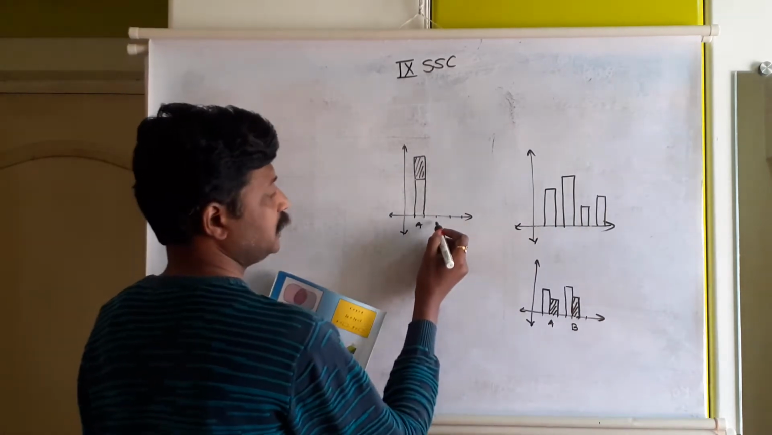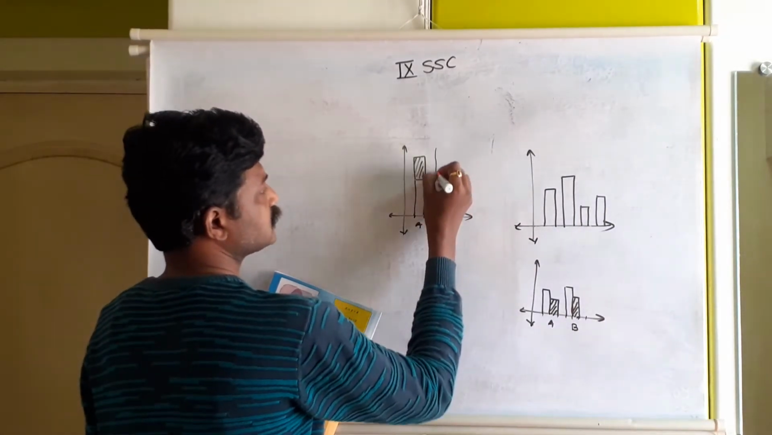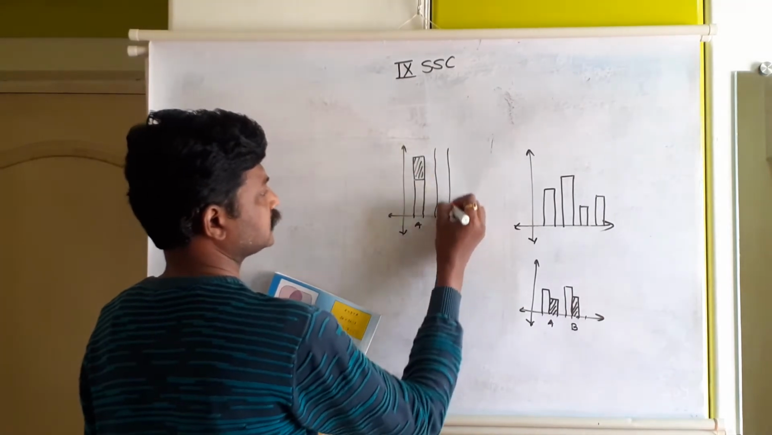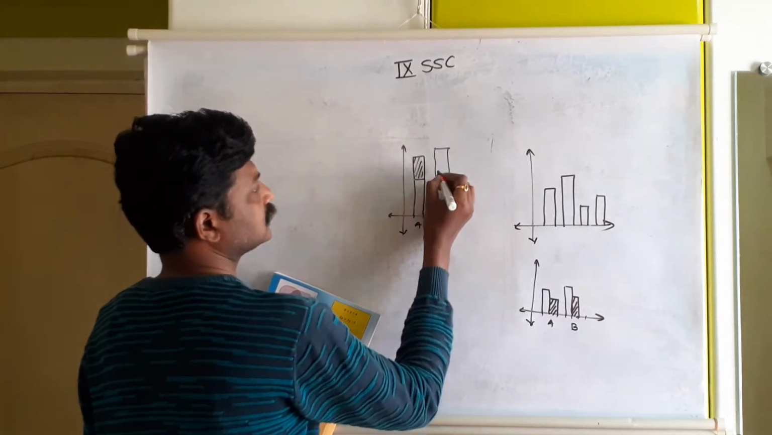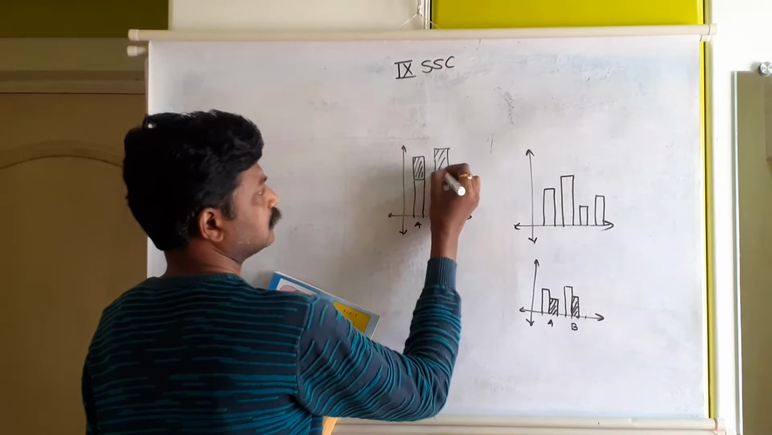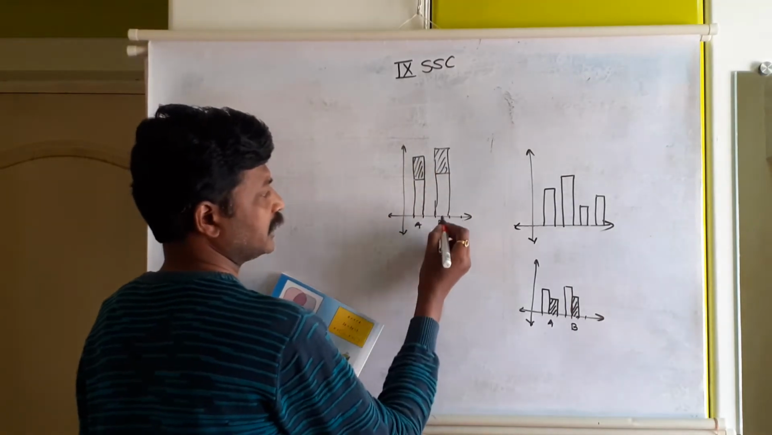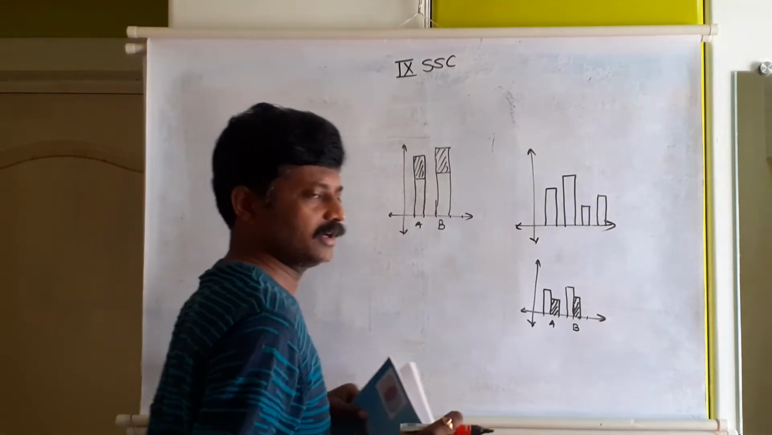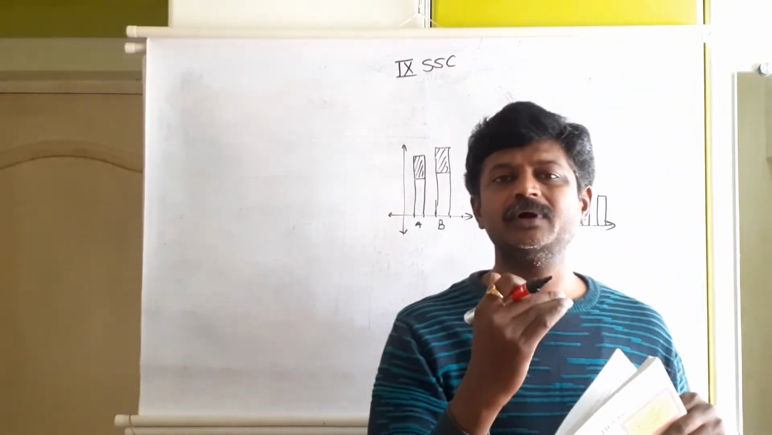Suppose for division B, the strength is more as compared to division A. These are the number of boys and these are the number of girls. So for division B, number of boys, number of girls. This is a subdivided bar graph.